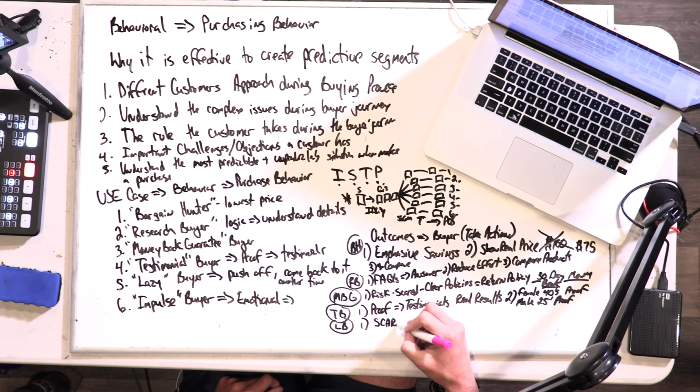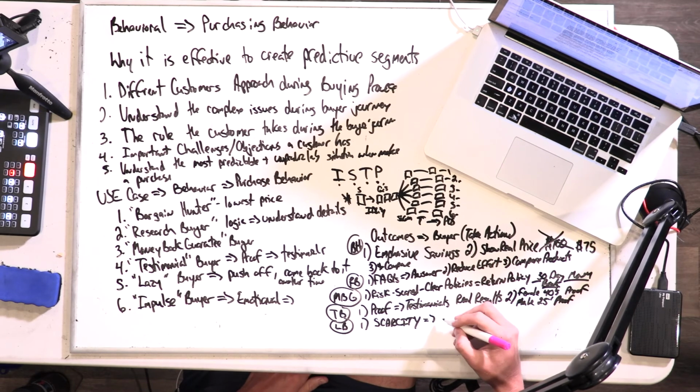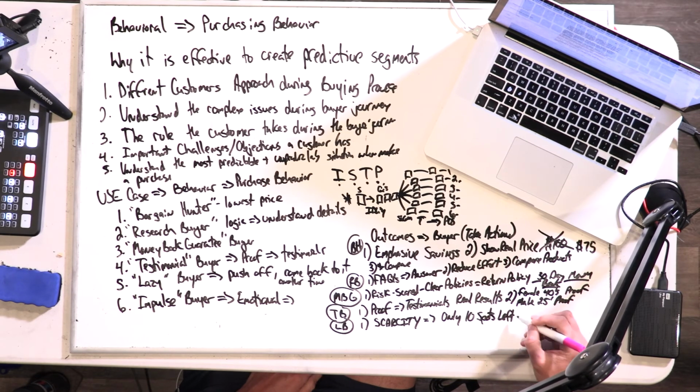So what you want to do here is you want to create some scarcity. You do this by telling them there's only 10 spots left. And when they're gone, they're gone. You need to be crystal clear on that. 10 spots left.